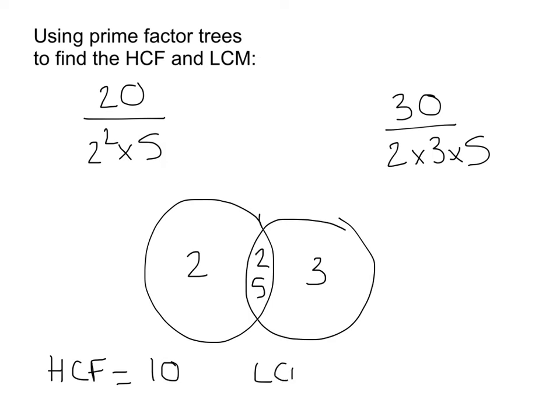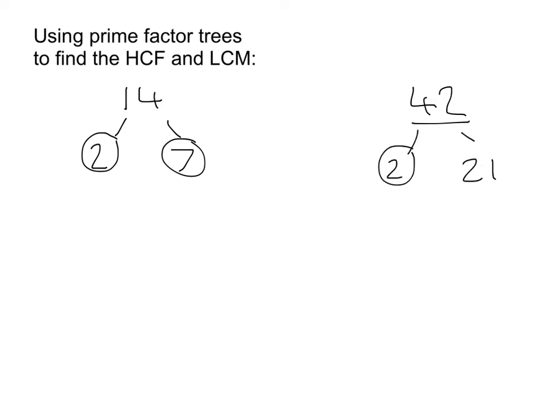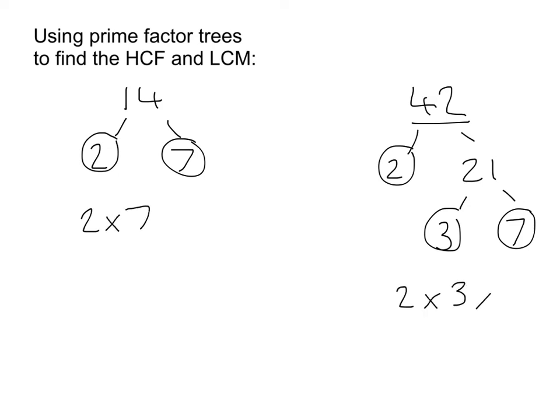And the lowest common multiple is, as I said before, all of those numbers multiplied together. So we've got 2 squared times 3 times 5, which is 60. And we'll look at one more example. This time we'll look at 14 and 42. So 14, let's write that as a product. Well, 2 and 7, so nice and easy. And 42, well, 2 and 21, 3 and 7. So 14 is 2 times 7, and 42 is 2 times 3 times 7.